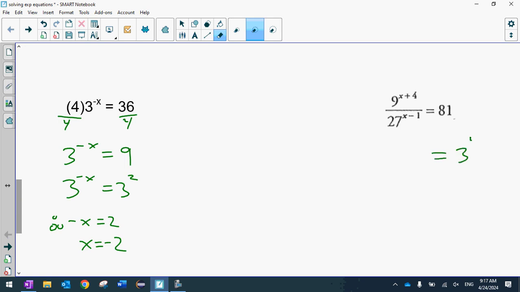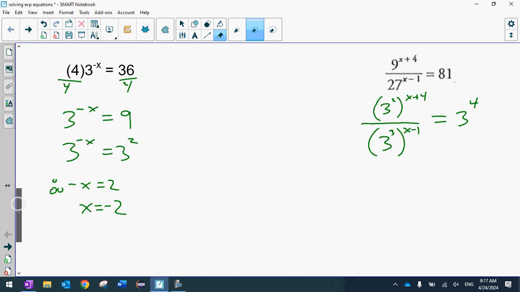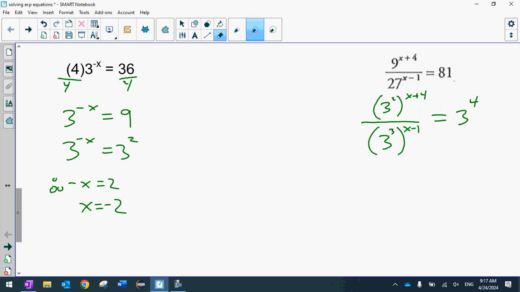That's 3 to the power of 4. 9 is 3 squared, but it's now 3 squared to the power of x plus 4. And 27 is 3 cubed. That's now 3 cubed to the power of x minus 1. Power on a power gives us 3 to the power of 2x plus 8 divided by 3 to the power of 3x minus 3 equals 3 to the power of 4. So I took care of my power of powers there.